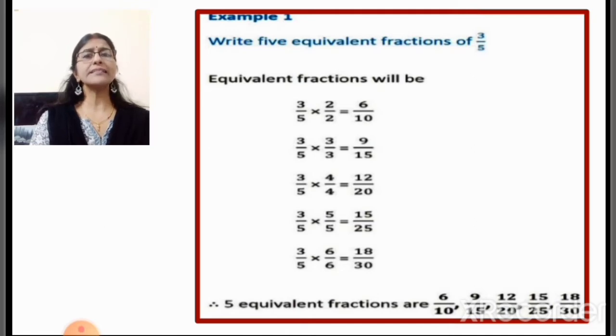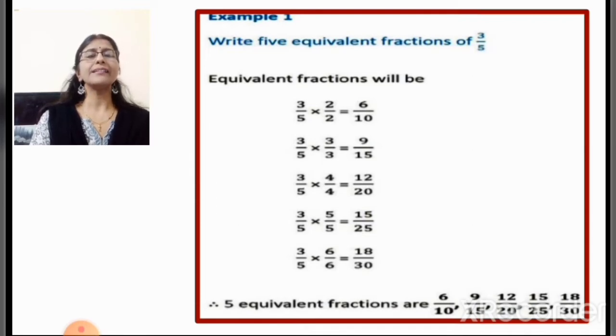Now the last one is again 3 upon 5 is written and 3 is multiplied by 6. 5 is also multiplied by 6. So 3 6s are 18 and 5 6s are 30. So this way we got 6 upon 10, 9 upon 15, 12 upon 20, 15 upon 25 and 18 upon 30. They all are the equivalent fractions of 3 upon 5.